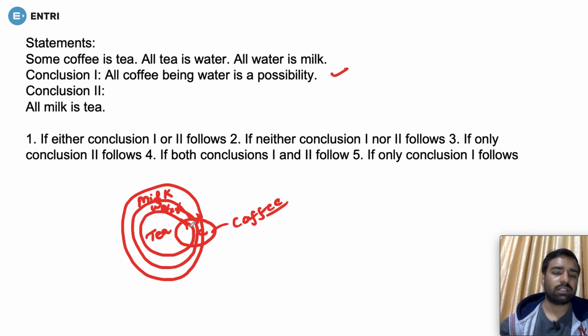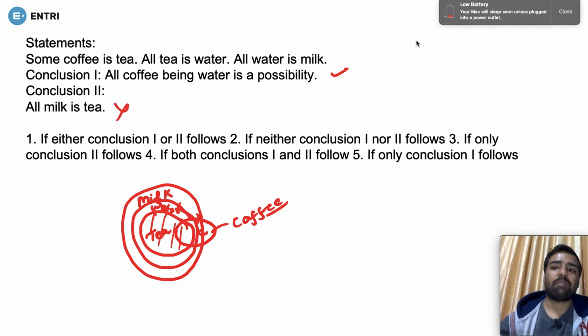Now this is not correct. All milk is not tea, but all tea was water. All tea is water, this was correct, but all milk is tea, this is not correct, because only this part of milk is included in this particular diagram. So this is not true.